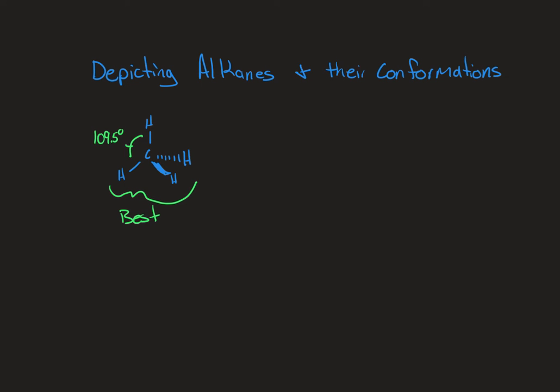Another way that you might see that is acceptable but maybe not the best is sometimes known as a bow tie structure, where you have two hydrogens coming out at you and two going back into the page. This structure is acceptable, but generally not the best.